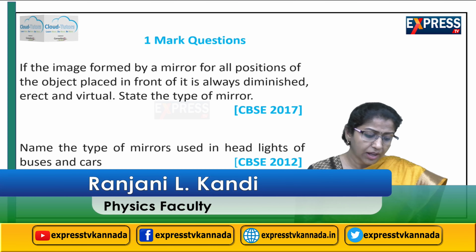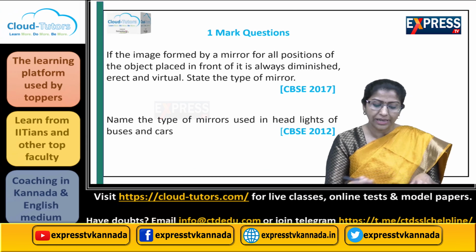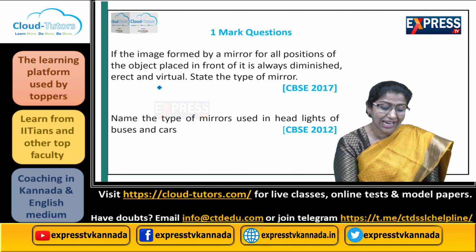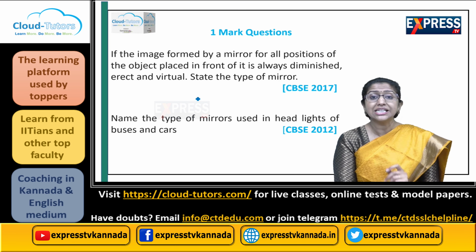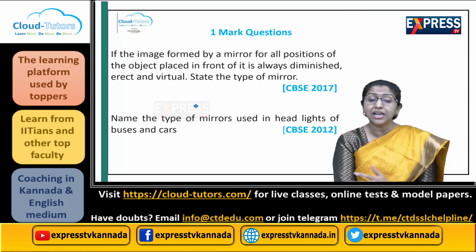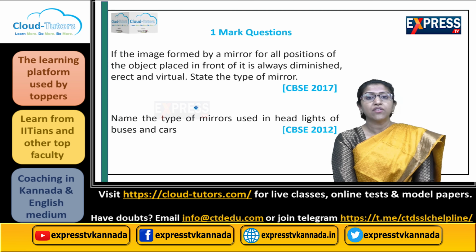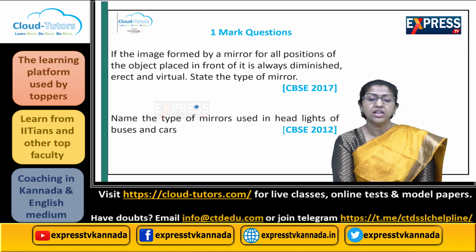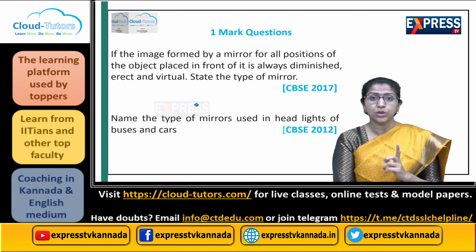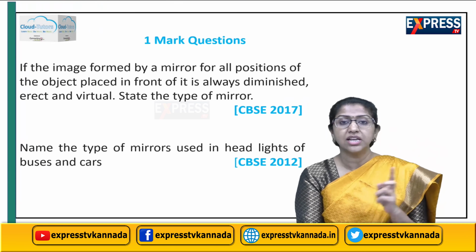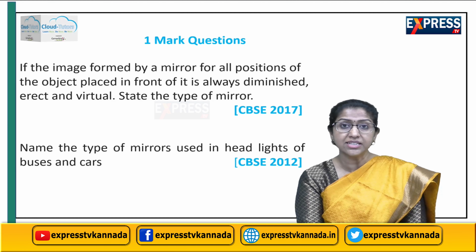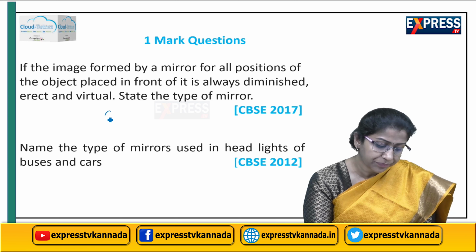So if the image formed by a plane mirror for all positions of the object placed in front of it is always diminished, erect and virtual, state the type of the image, state the type of the mirror. So as we have already seen in case of concave and convex mirrors, there's only one mirror which gives you a virtual erect image in all the positions where the object is kept. That is convex mirror.